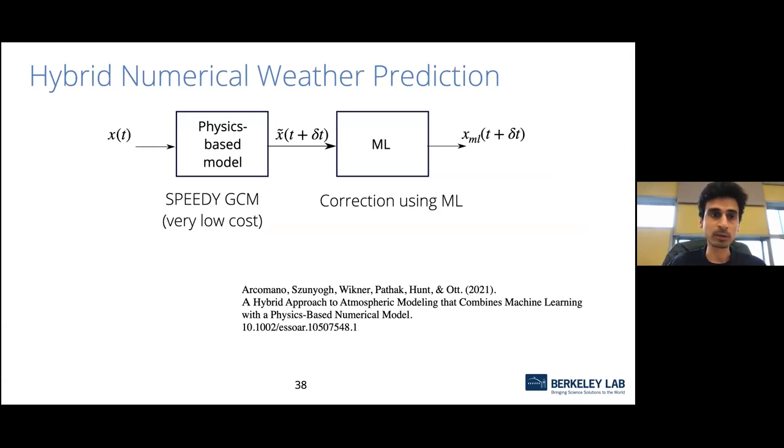I won't spend too much time on this, but this work has also been extended to a hybrid numerical weather prediction model, which has been led by Troy and Istvan at Texas A&M University. What they do is use a low-cost general circulation model called SPEEDY as the physics-based model, and they apply a correction using machine learning to the output of the low cost GCM to obtain an ML estimate at short intervals of time.